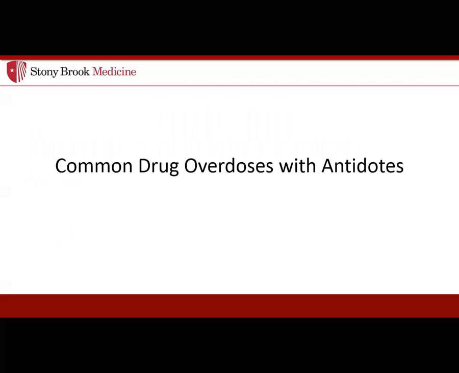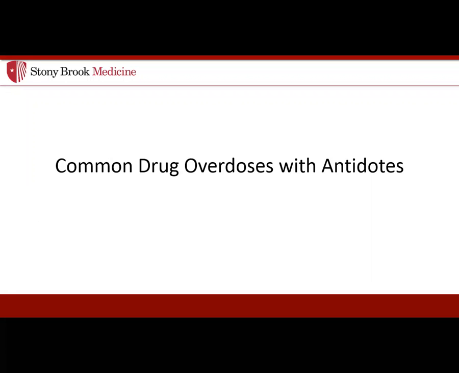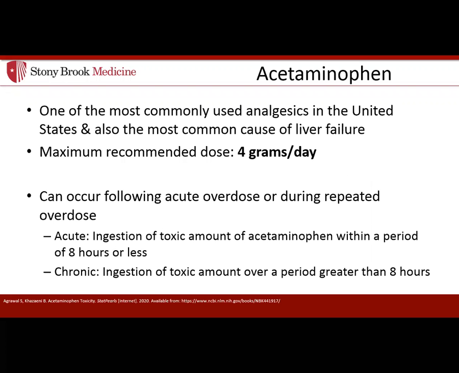All right, so now we're going to go into some of the most common drug overdoses and antidotes that are available to manage the overdose. So acetaminophen is one of the most commonly used analgesics in the United States and also the most common cause of liver failure. So toxicity is common primarily because the medication is so readily available and there is a common perception that the drug is very safe.